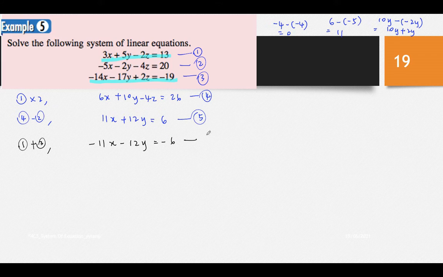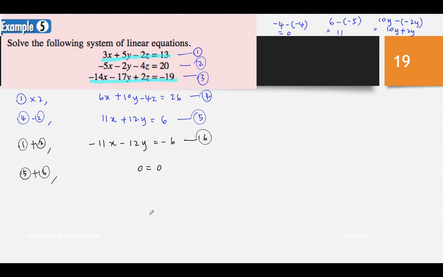Ini equation number 6. So sekarang ni 5 dan 6 saya tambahkan. Ni tambah habis, kosong. Ini pun kosong. Ini pun kosong. Kosong sama dengan kosong.